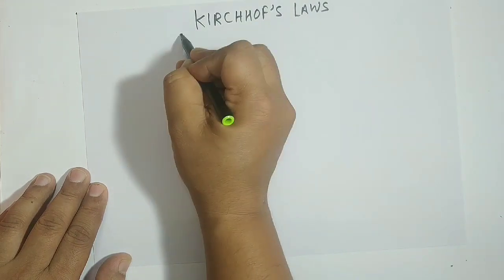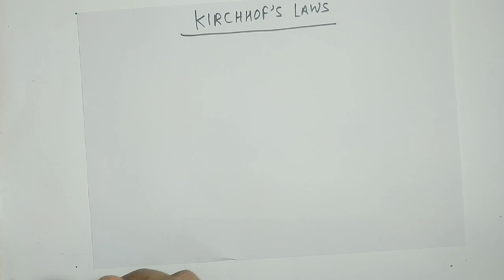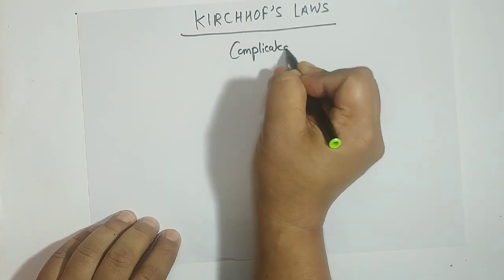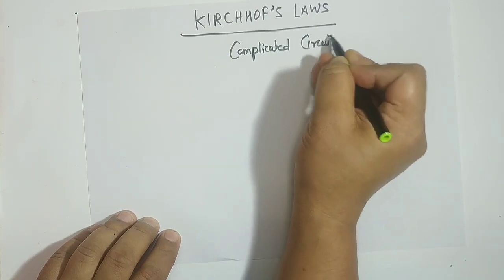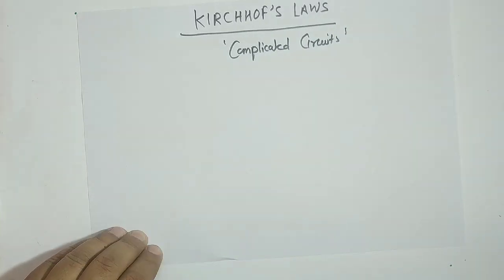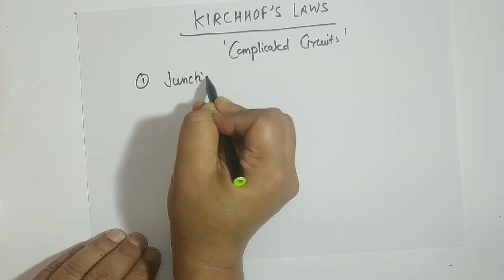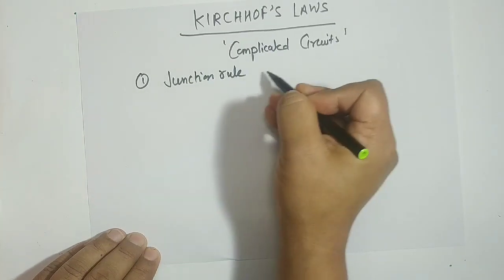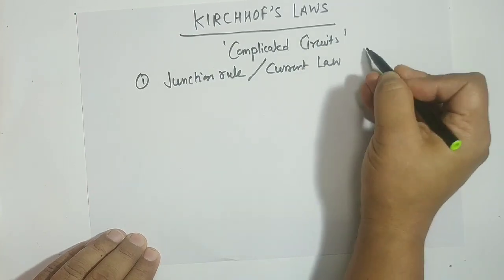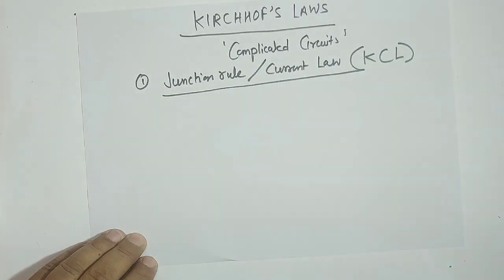You know that for the complex circuit, Kirchhoff gave two concepts and he extended them for complicated circuits, not the simple ones. So there are two laws given, and the first is the Junction Rule. That is the current law. In short we say KCL, Kirchhoff's current law. So this is the first rule.